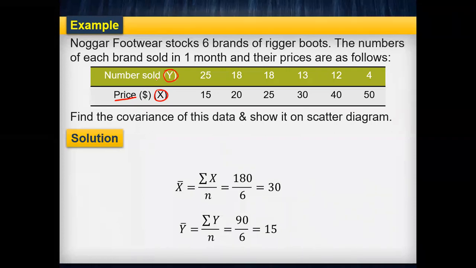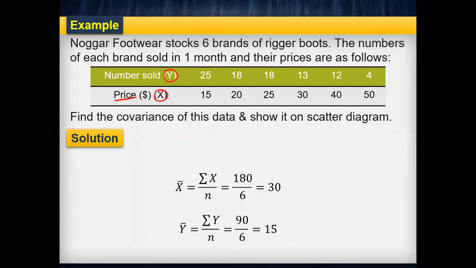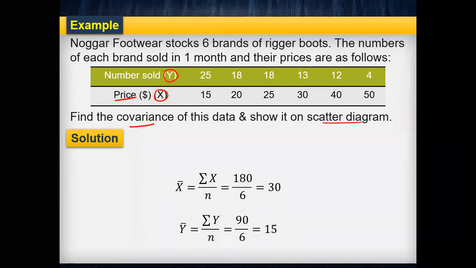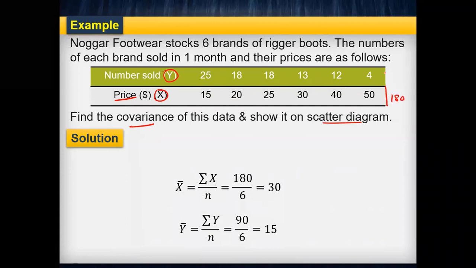So this is y and this is x. Once we assign x and y, we can start the question now. We have to calculate the covariance and the scatter diagram. So covariance requires the mean of x. You just get the total, adding all of them here. The sum is 180, and the sum of this one is 90. Dividing by 6, we get the mean of x to be 30 and the mean of y to be 15.